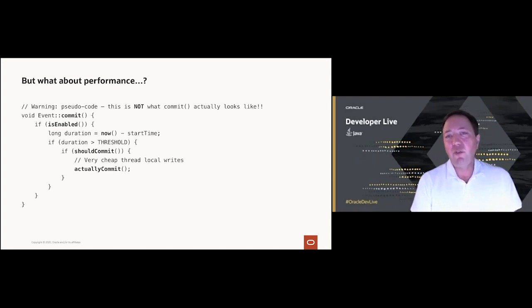So commit, the very first thing it does is some of that filtering I was talking about. It does a check to see if this event is enabled at all. Because if it isn't, then clearly we don't need to do more work. We can just early out.